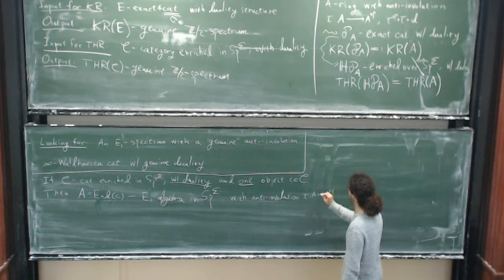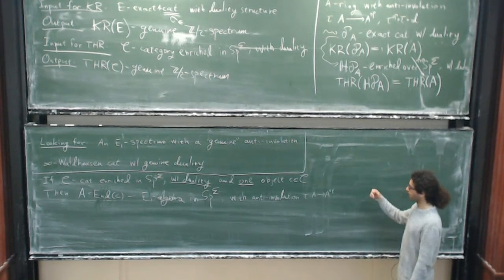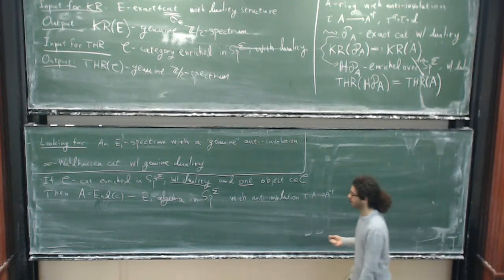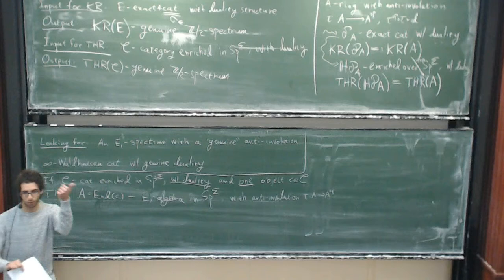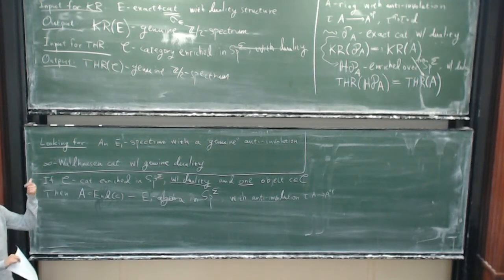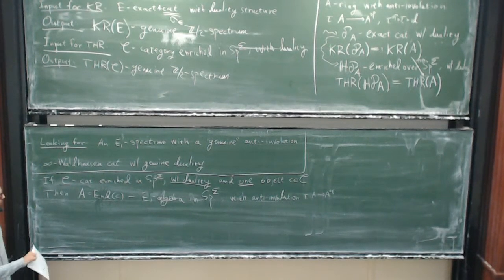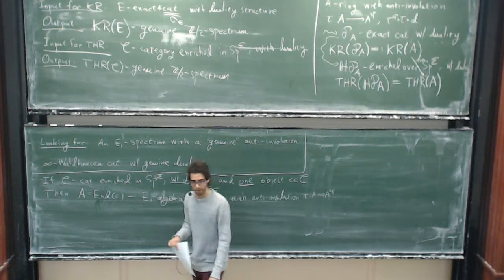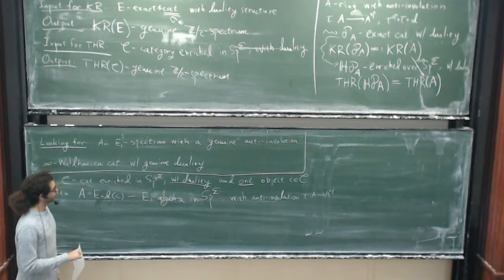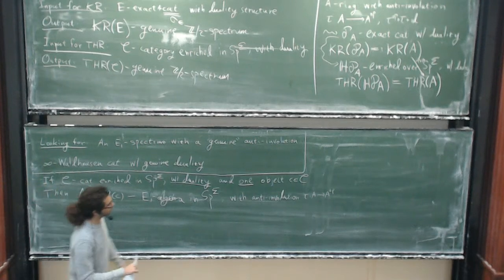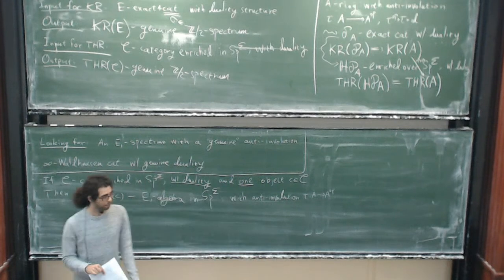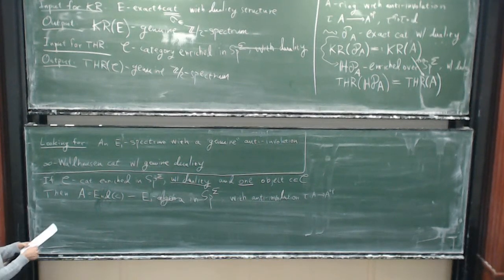So what does this really mean? When we have an E1 algebra, we can look at its opposite. The E1 operad has a twisting. You can just reverse the order of the entries, and when you compose with this, you get the opposite algebra. And this is just a map of E1 spectra from A to A op. This is the structure that we get in the case of one object.